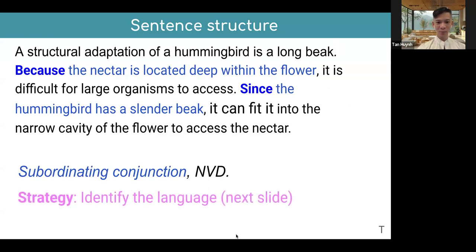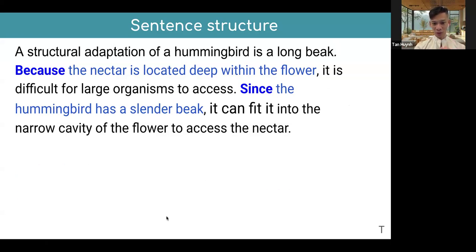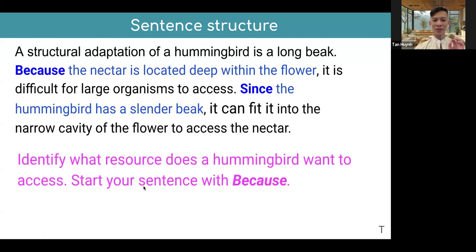strategy, right? And let me show you the strategy that we can identify the language. So I would say, identify what resource a hummingbird wants to access. There is that vocabulary word we just brought in. Then I say, start your sentence with because. So in my first sentence, I would say, students, tell me a structural adaptation of a hummingbird. Make sure you use the sentence mirroring strategy. The next one is, identify what resources a hummingbird wants to access. Start your response with the word because.